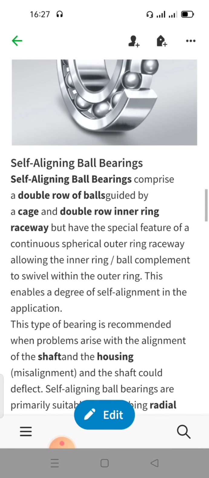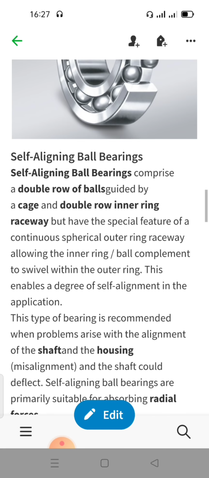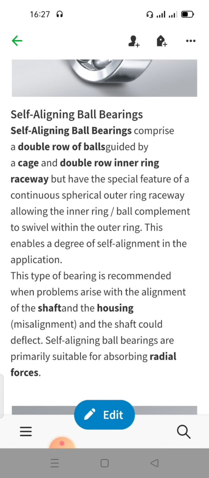See, take an example of a pump and a motor. If the alignment is not perfect, there is small misalignment. So this type of ball bearing can absorb the load which is coming due to misalignment of the shaft.